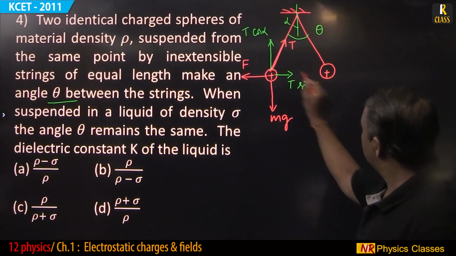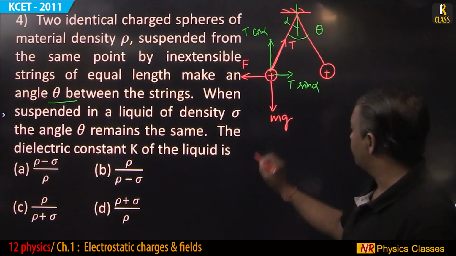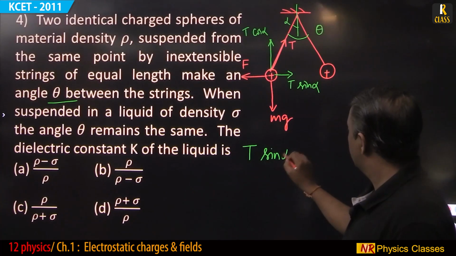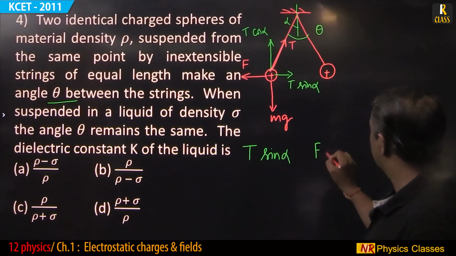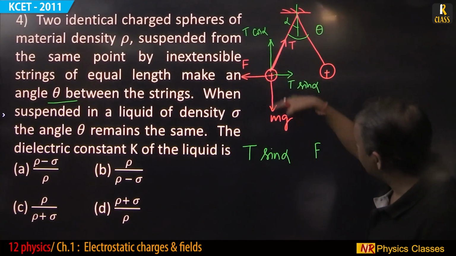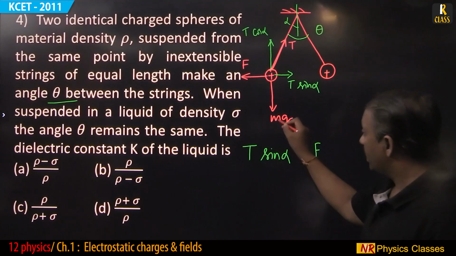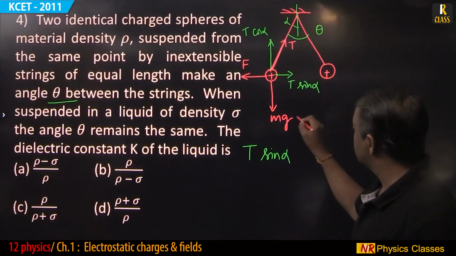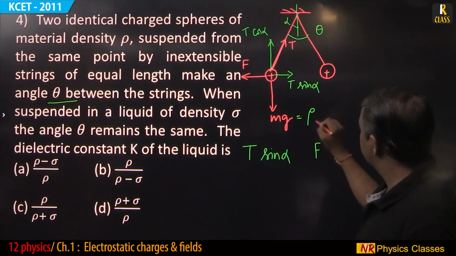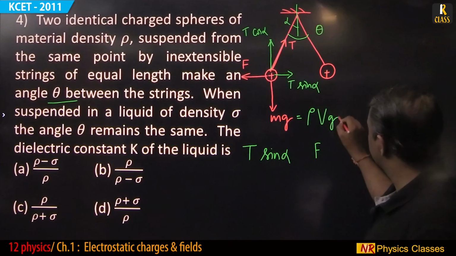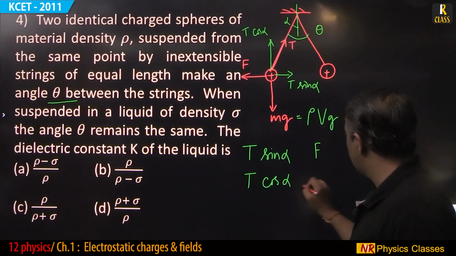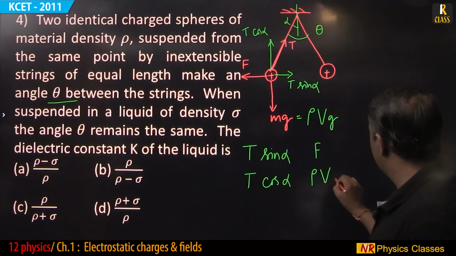So T sin alpha is equal to F, and T cos alpha is mg. But mass is in terms of density. Mass is density times volume into g. Therefore, T cos alpha is rho volume into g.